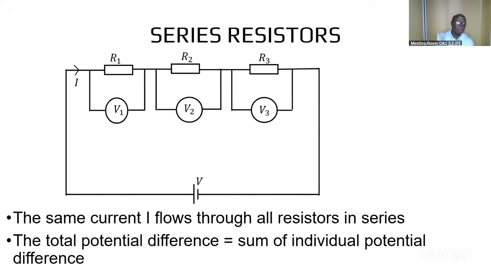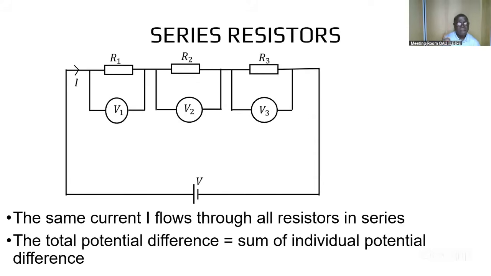So we want to look at series resistors, when resistors are connected in series. Let's just assume we have three resistors, R1, R2, R3 connected in series. The first thing that you need to know is that the same current that is flowing through R1 will also flow through R2, will flow through R3. But the potential difference, the PD across each, depends on the resistor. V1 depends on R1. V2 depends on R2. V3 depends on R3.